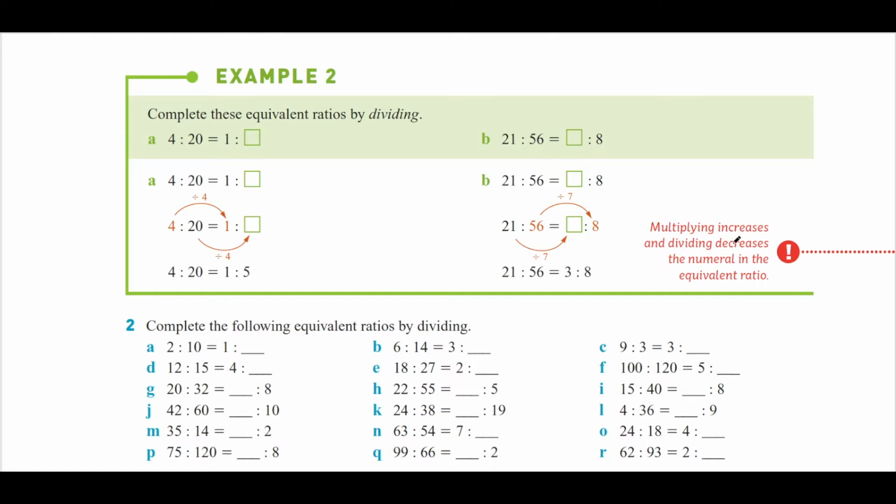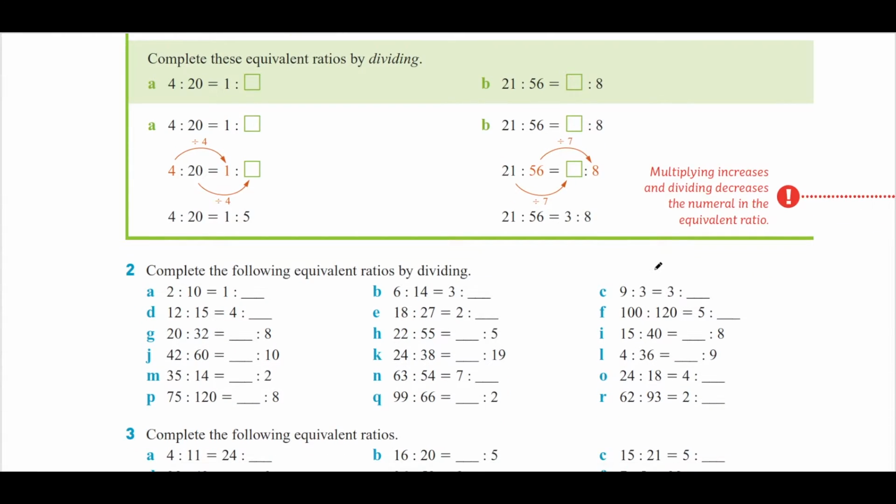Multiplying increases and dividing decreases the numbers in the equivalent ratio. So it's pretty obvious.